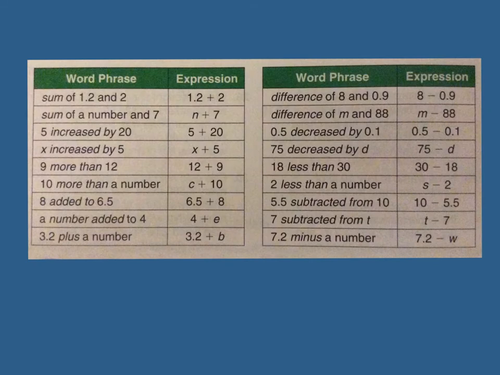Here are some examples of different word phrases and expressions. You can take a look at these. They're also found on page 52 in your textbook. They show differences between word phrases and expressions. Some of the expressions, number 1, this 1.2 plus 2, that would be a numerical expression. N plus 7 is an algebraic expression because of this n right here. 5 plus 20 would be an example of a numerical expression.